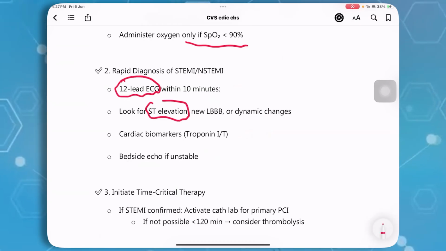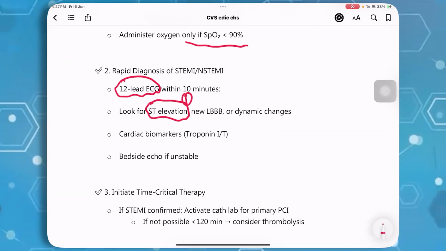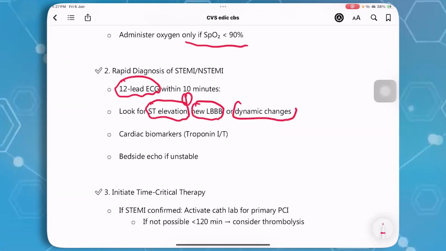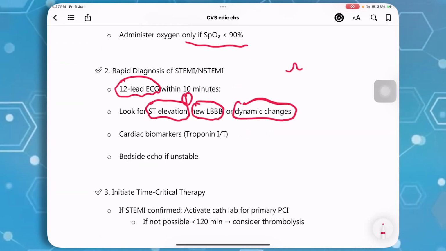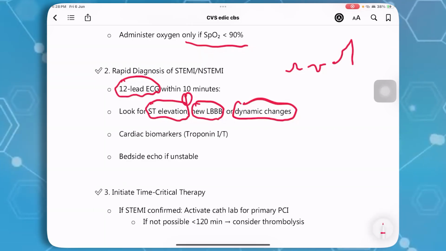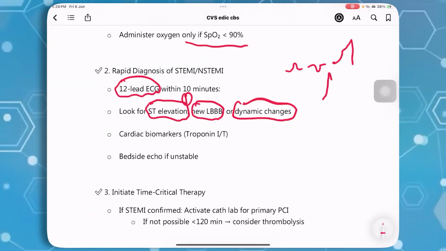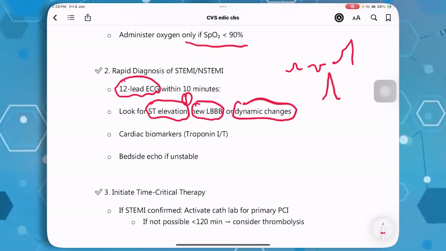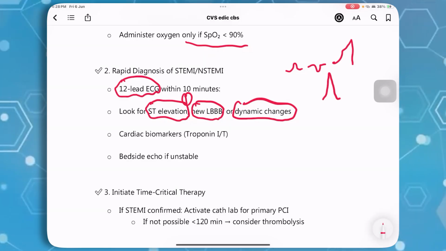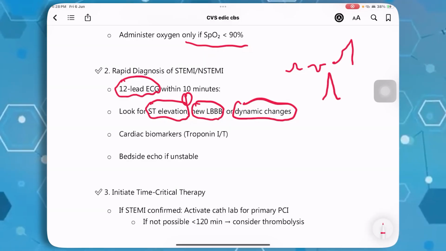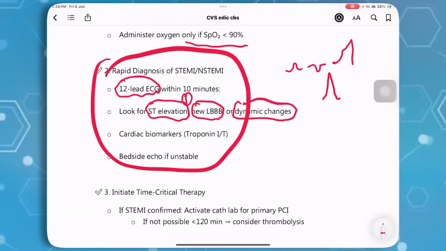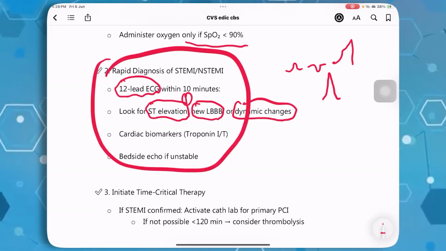Look for ST elevation. It carries maximum marks in the ECG. If you see a new onset LBBB or any dynamic changes, for example, T waves getting inverted, the ST starting to go up, rocket like T wave, tall T waves. So these are all hyperacute, tall T waves. They can be present. Then, of course, send cardiac biomarkers like troponin I, troponin T, and then get a bedside echocardiography. So these are the most important things that you can do to diagnose a patient of STEMI, non-STEMI.